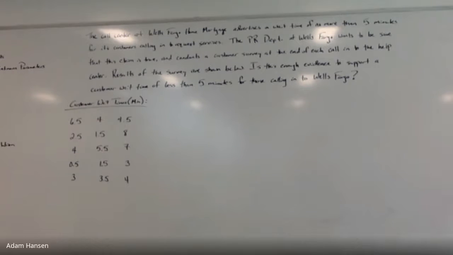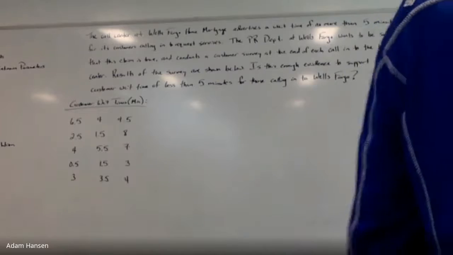Wells Fargo is trying to see if the wait time was no more than 5 minutes. You call in, you have to wait a little bit to talk to somebody. Hopefully that wait time isn't more than 5 minutes, or you might get kind of angry about it. So the PR department took a short sample of customers and recorded their wait times below. Is this enough statistical evidence to see if the wait time is no more than 5 minutes?